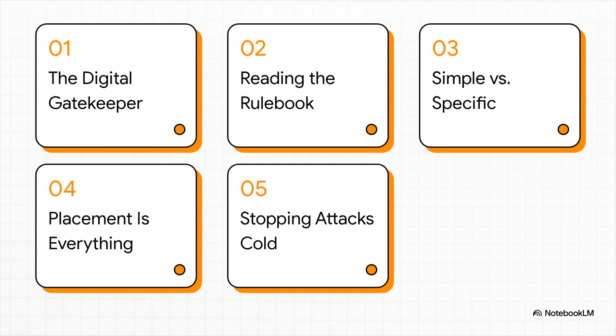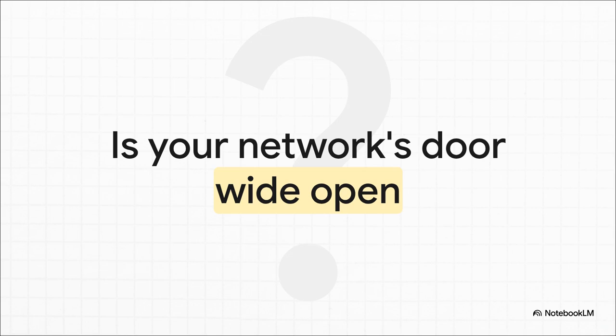We'll compare simple rules versus really specific ones, see why placement is absolutely everything, and finally, watch how a smart ACL can stop an attack dead in its tracks. You know, you wouldn't leave the front door of your house wide open, right? Of course not. So why would you ever do that with your network? An unsecured network is basically an open invitation for all sorts of trouble.